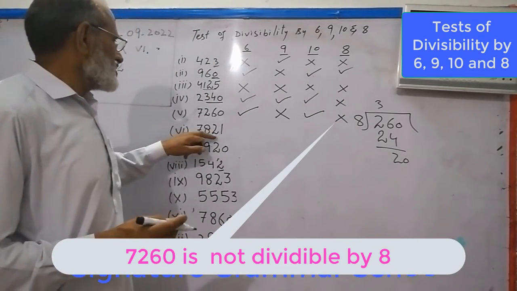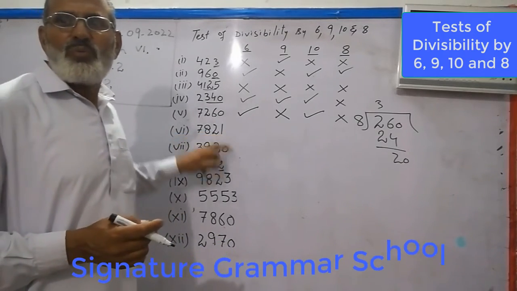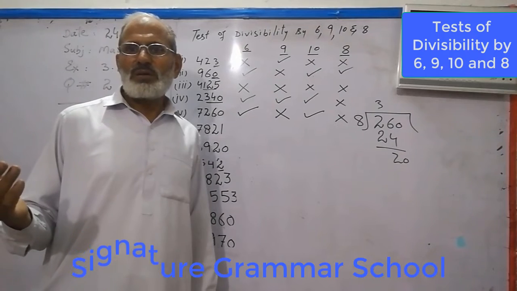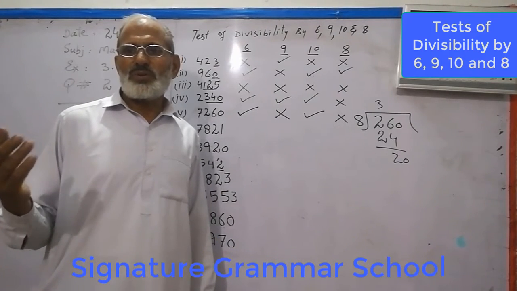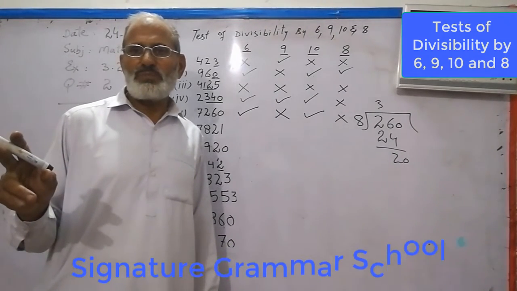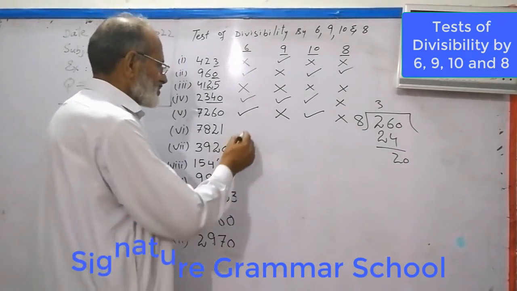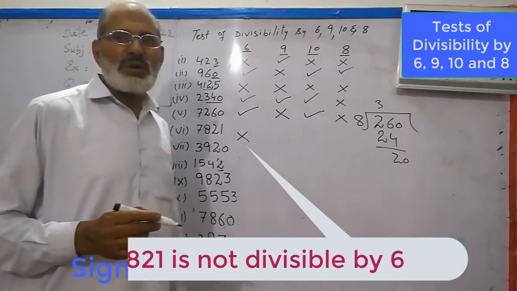Coming to this one, in the 6 there is 1. 1 means that this is an odd number, and when there is an odd number at the last or at the unit place, that value is not divisible by 2. So the first condition is not met. Therefore, this value is not divisible by 6.